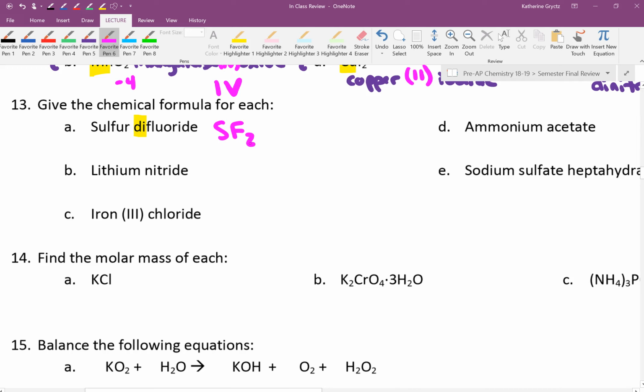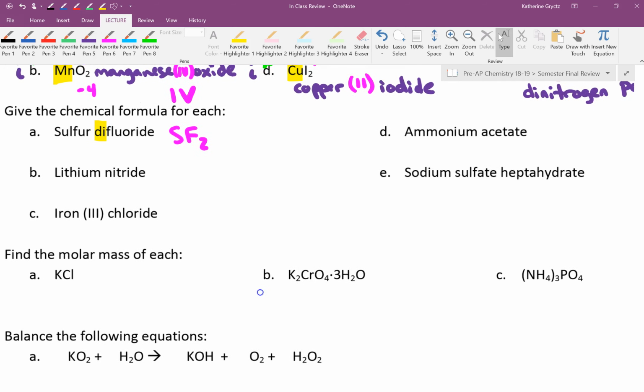No charges. But on B, C, D, and E, there are no prefixes other than with the hydrate. We're going to have to pay attention to charges, so you really have to know these. So if you look up lithium on the periodic table, you'll see it's a +1. If you look up nitrogen, its name got changed to nitride, but it's nitrogen, it would be a -3. So a shortcut is to crisscross these charges unless they already cancel out. So you would get Li3N1.